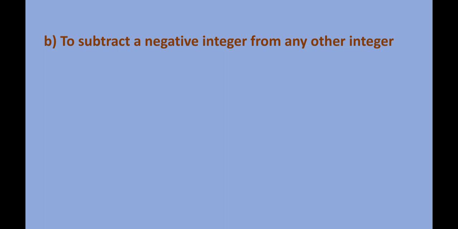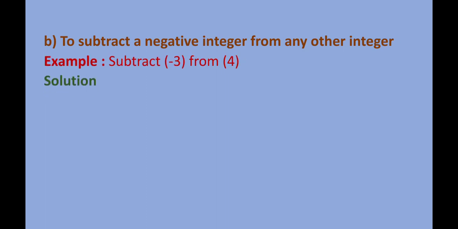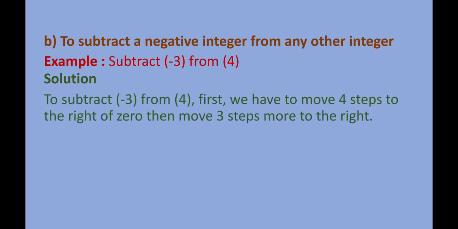Next move to subtract a negative integer from other integer. Here is an example. Subtract minus 3 from 4. To subtract minus 3 from 4, what to do? First we have to move 4 steps to the right of the 0, then move 3 steps more to the right. Okay, as we are subtracting negative integers, so what to do? We have to move towards right side.